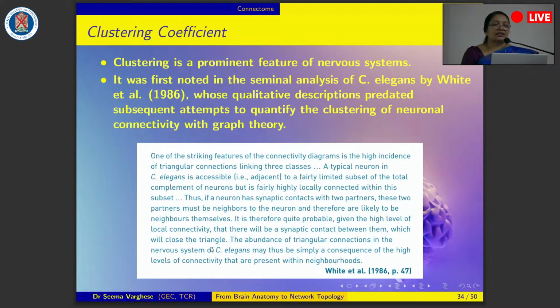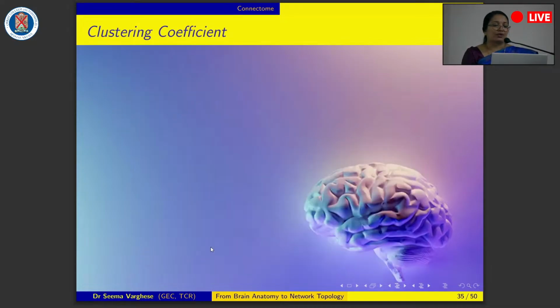And regarding that, there is one concept called the clustering coefficient. That is the third segregation measure. The clustering coefficient is a prominent feature of the nervous system. It was understood in a paper by White et al. that in C. elegans, the clustering coefficient, or the triangle motif, occurs with more frequency. So the triangular motif has something to do with neuron structure.